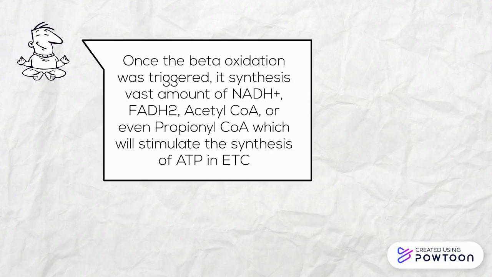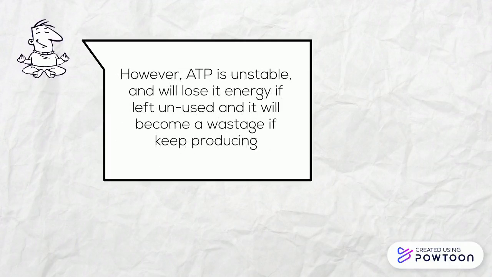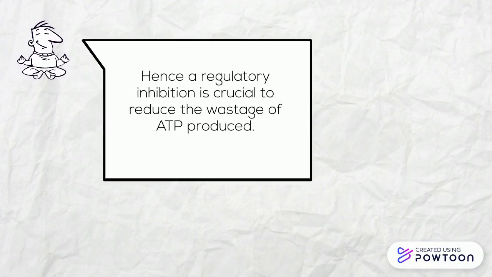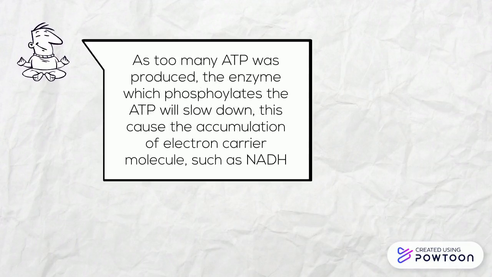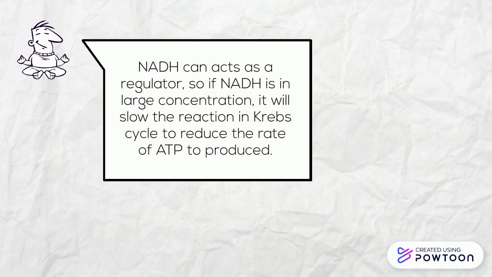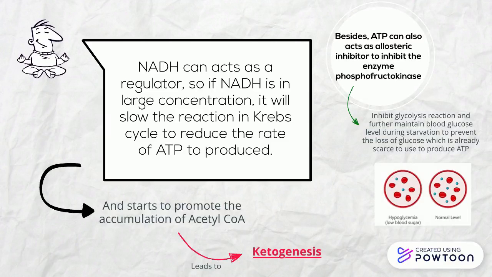That oxidation will produce a vast amount of ATP, and the ATP is very unstable. Hence, a regulatory inhibitor is required. NADH will be a very good candidate. As the Krebs cycle slows down, acetyl-CoA will accumulate.